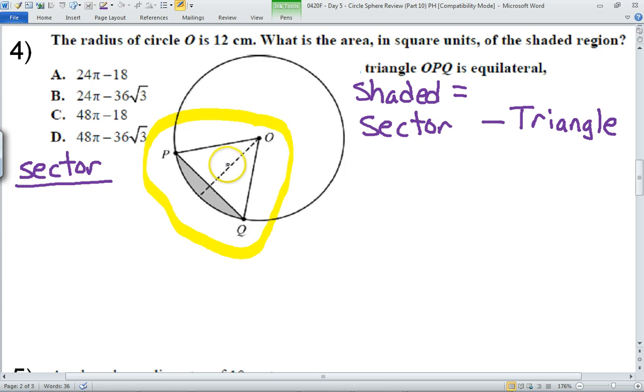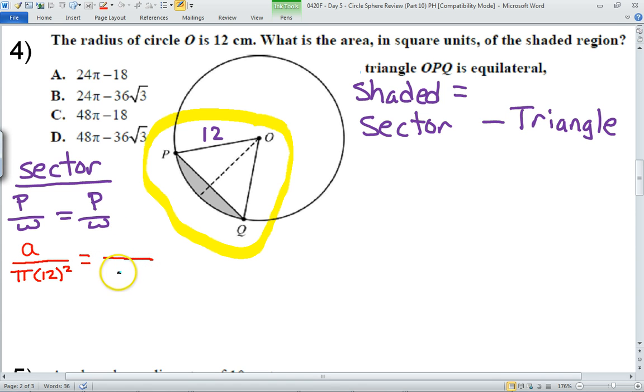Now to find the area of the sector, that's when we do part over whole is equal to part over whole. That's how we do area of a sector. We're told that the radius is 12, so we might need that. So area of a sector, part, I'll call that A for my partial area, divided by whole. Now that's the whole area of the circle. So area of the whole circle is pi r squared, which in this case is pi times 12 squared. And that's going to equal part over whole degrees. So I would need partial degrees over whole degrees. Whole degrees are 360.